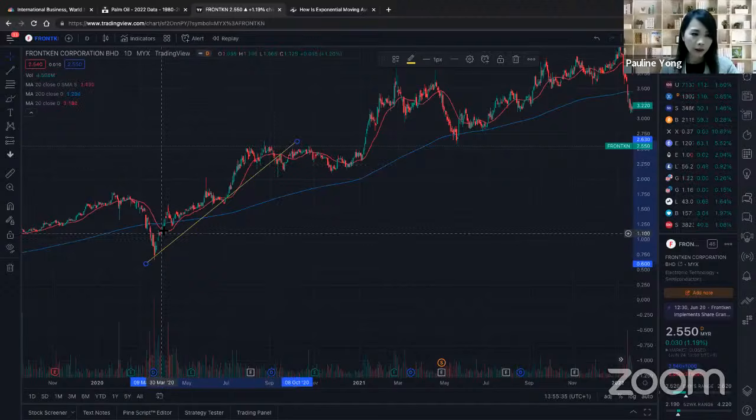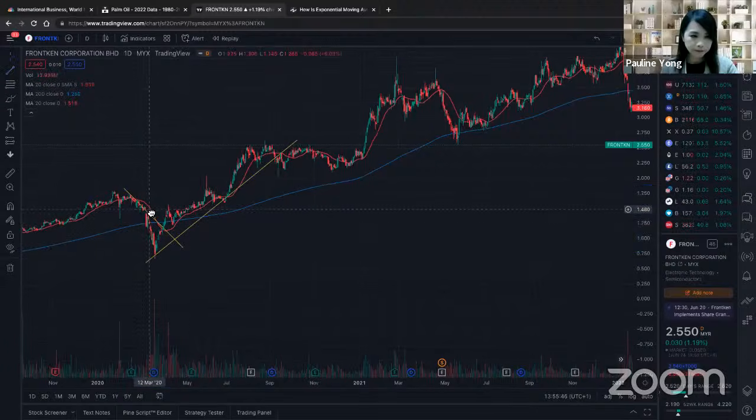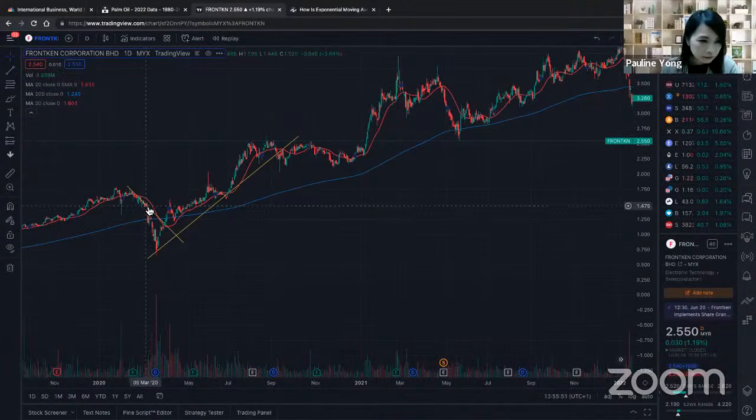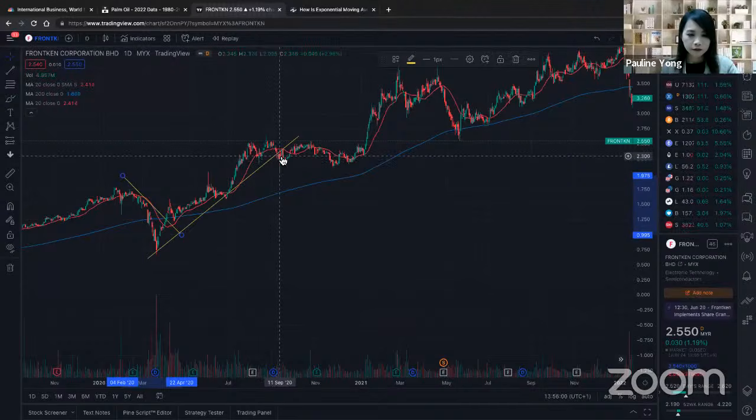So when do you buy? You buy here, when the 20-day moving average crosses above it, and also when you draw a trend line, it also crosses above it as well. So you see that it crosses both, and then you buy. And then you sell here.